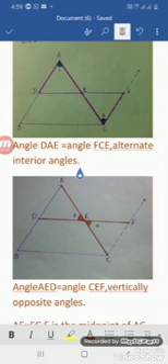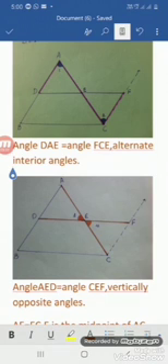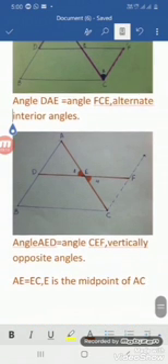Now look at the next figure. Angle 3 and angle 4. As you can see, AC and DF are two straight lines crossing each other. So angle 3 and angle 4 form vertically opposite angles, and so they are equal. Vertically opposite angles are equal. Angle AED equals angle CEF. And also E is the midpoint of the side AC. Therefore AE equals EC.